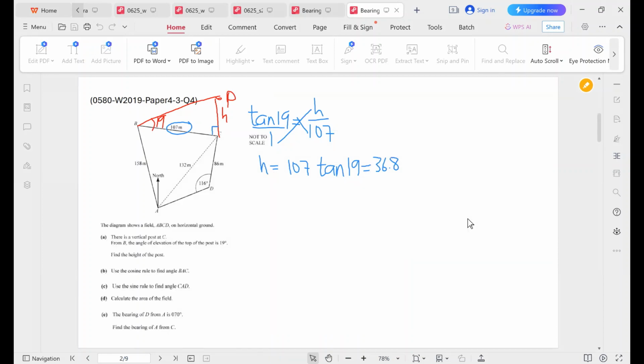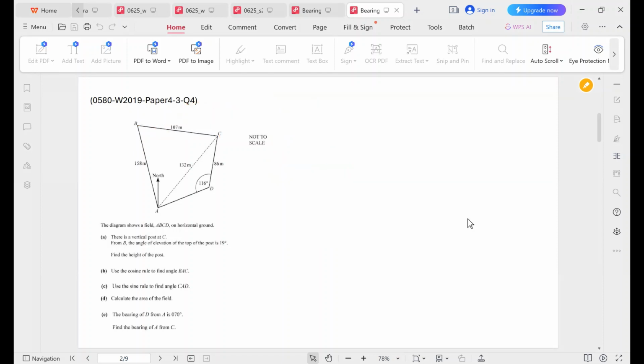Now, for B, we are told use the cosine rule to find angle BAC. So never mind the elevation for now. So we just need to use the cosine rule to find angle BAC. Angle BAC is in a triangle, and we have everything given, so this should be pretty straightforward. BAC, we want this angle here. This is 158. This is 132. This is 107. And we want to find angle A.